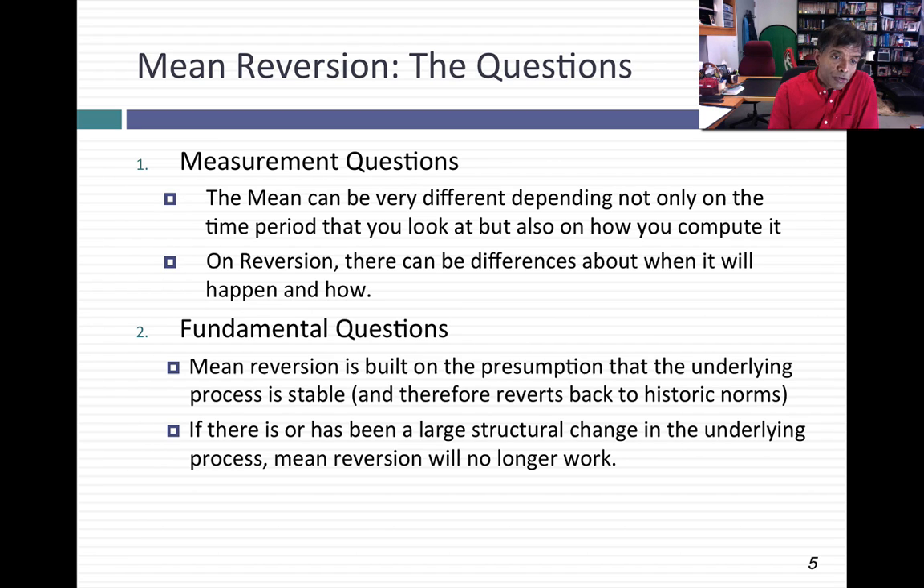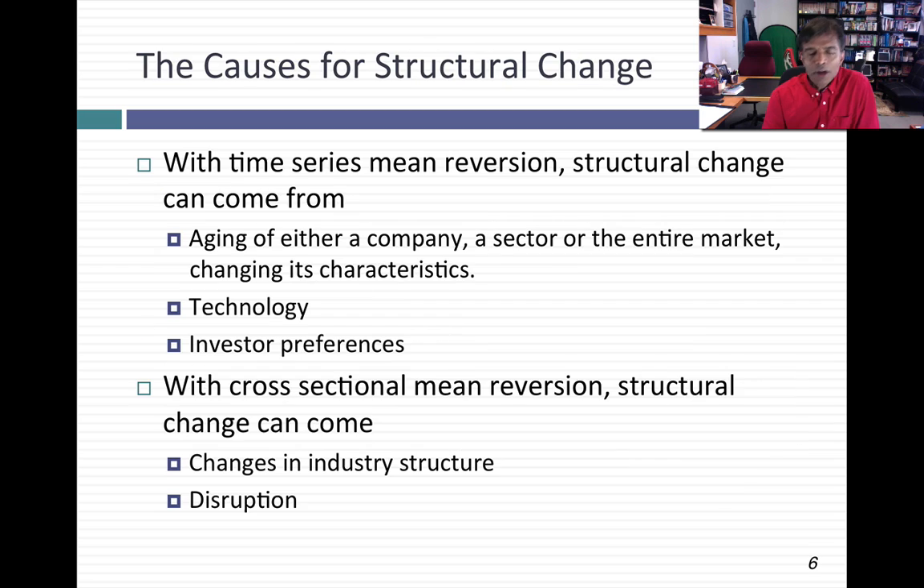But there's the elephant in the room, the big question that underlies mean reversion. Mean reversion works if you have a process that is stable and hasn't changed over time. You can have a lot of volatility in the process as long as the underlying process is stable. You think, what does that even mean? If there's been a structural change in the process, then mean reversion will not work. So let's talk a little bit about structural changes, because to me, this is the weakest link in mean reversion.